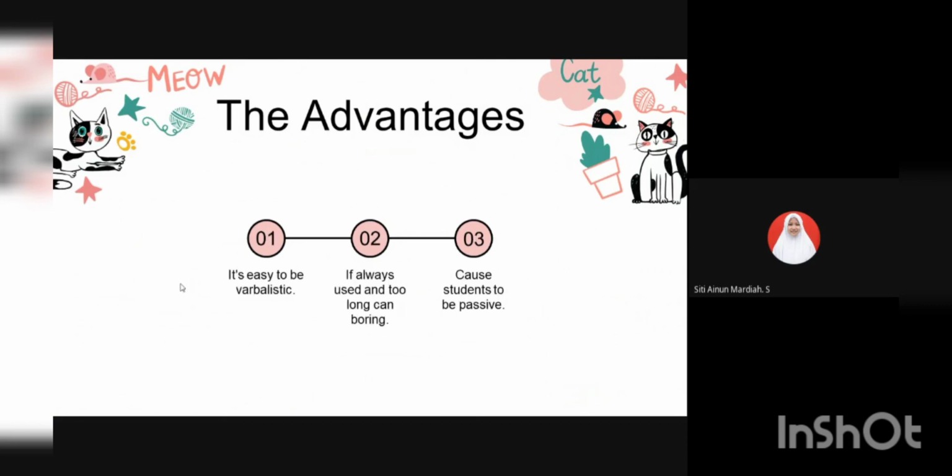And there are two disadvantages. The first is that it tends to be verbalistic. The second is that if always used and too long, it can be boring. And the last is that it causes students to be passive.